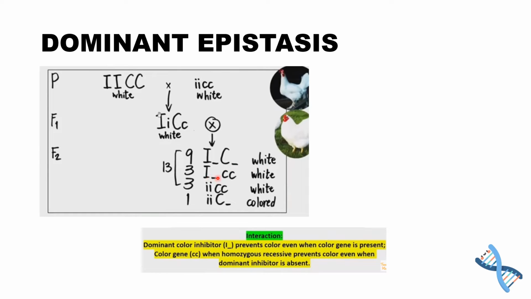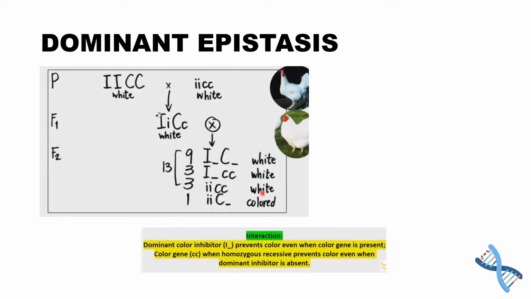For this, there is still the dominant I. So, the dominant I, color inhibition, inhibits the color. So it is still white. The non-color, or the inhibition of color, will still result in white. It has no color, just pure white. So because of the presence of this dominant I, which pertains to the color inhibition, the feather color of the chicken becomes white.